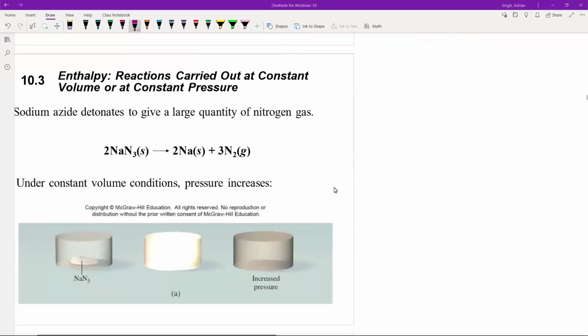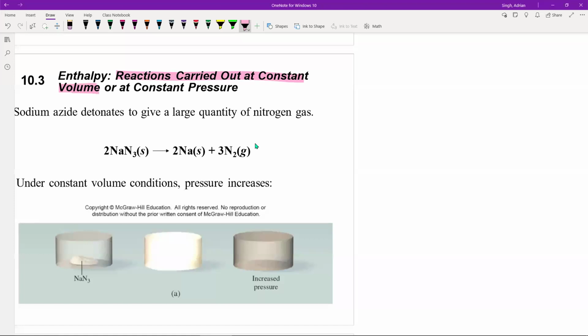All right, so now we're going to take a look at reactions that can be carried out under different, and this may sound like an oxymoron, but under different constant conditions. So we'll take a look, first of all, at reactions that occur under constant volume conditions, and we'll take a look at reactions that can occur under constant pressure conditions. Take a look at constant volume first.